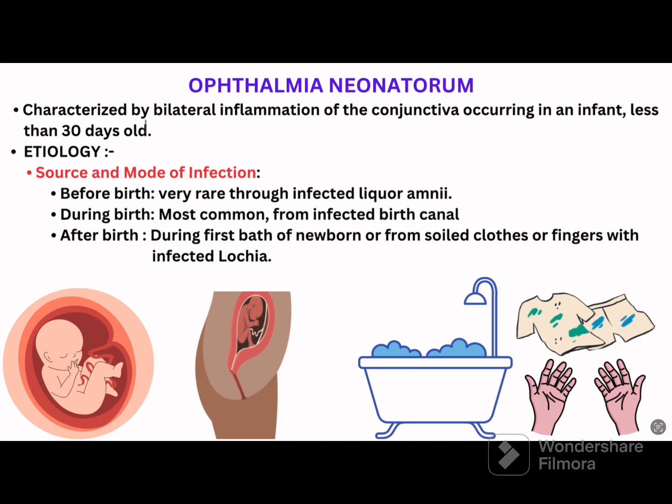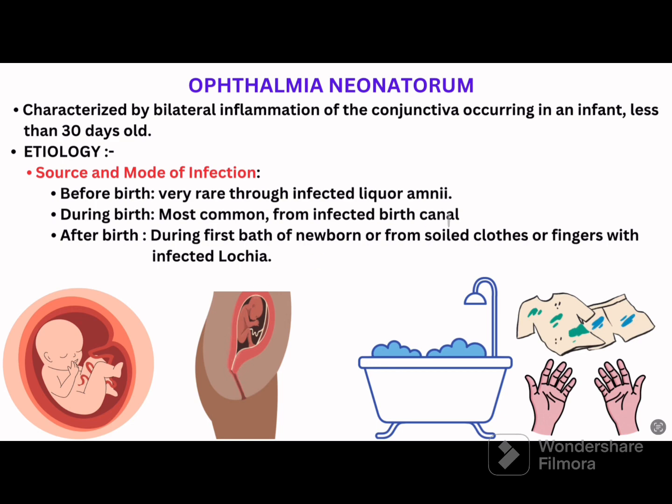Okay. So, coming to the etiology now. When we talk about etiology, first let us know the source of infection and the mode of infection. So, the infection may occur in three ways, that is, before birth, during birth, or after birth. Before birth, it is very rare and it is through the infected liquor amni in mothers who have undergone rupture of membranes.